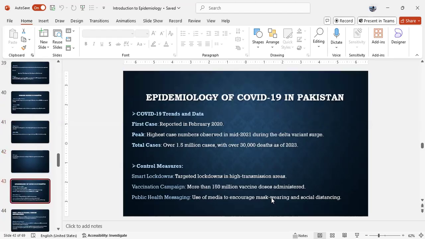Epidemiology of COVID-19 in Pakistan. COVID-19 trends and data. The first case of COVID-19 was reported in February 2020. Peak time was when the highest case numbers were observed, in mid-2021 during the Delta variant surge. Total cases were over 1.5 million with over 30,000 deaths as of 2023. Control measures include smart lockdowns, which were targeted lockdowns in high transmission areas; vaccination campaigns, with more than 150 million vaccine doses administered; and public health messages, using media to encourage mask wearing and social distancing.